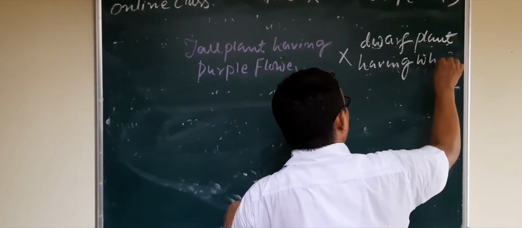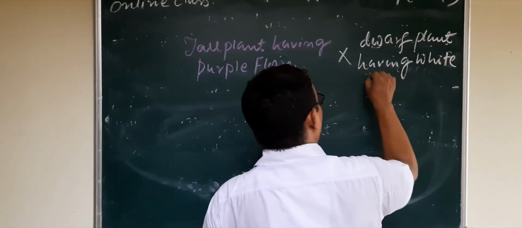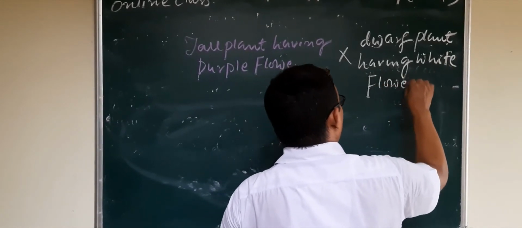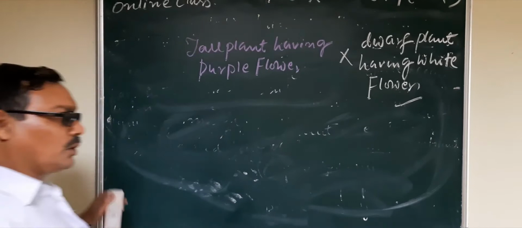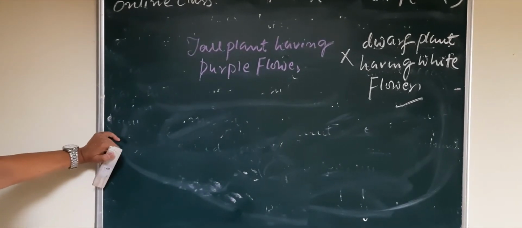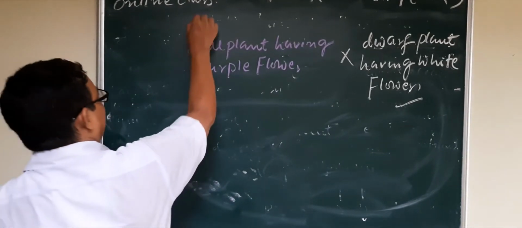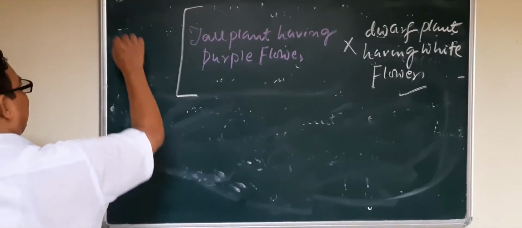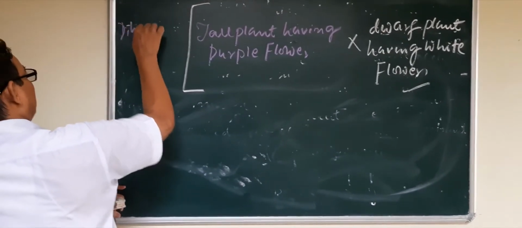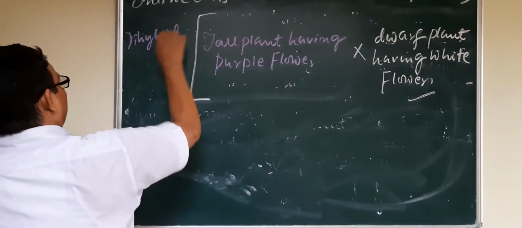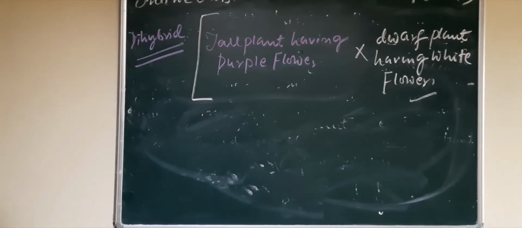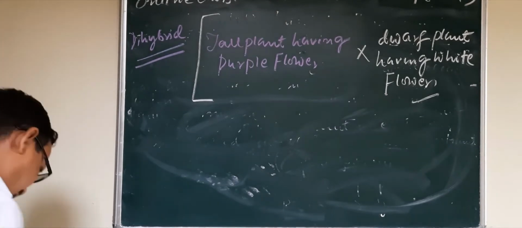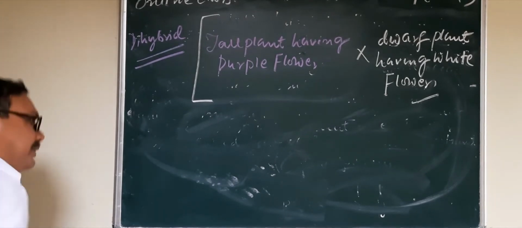white flower. That means instead of round yellow and wrinkle green in the second experiment. We can do this type of experiment, that is also the dihybrid. You may do it, try to solve the problem. That is the exercise for you.